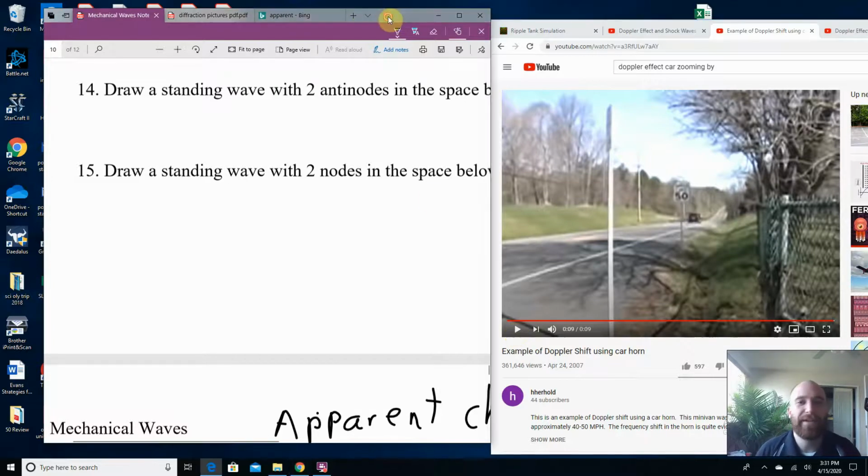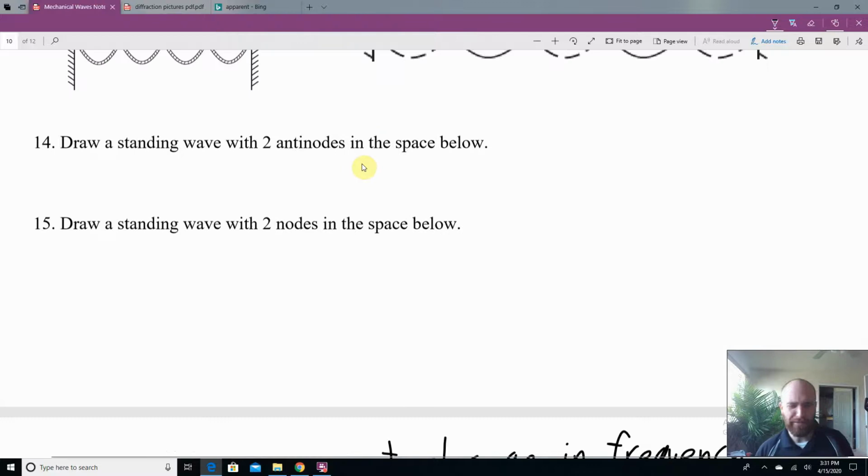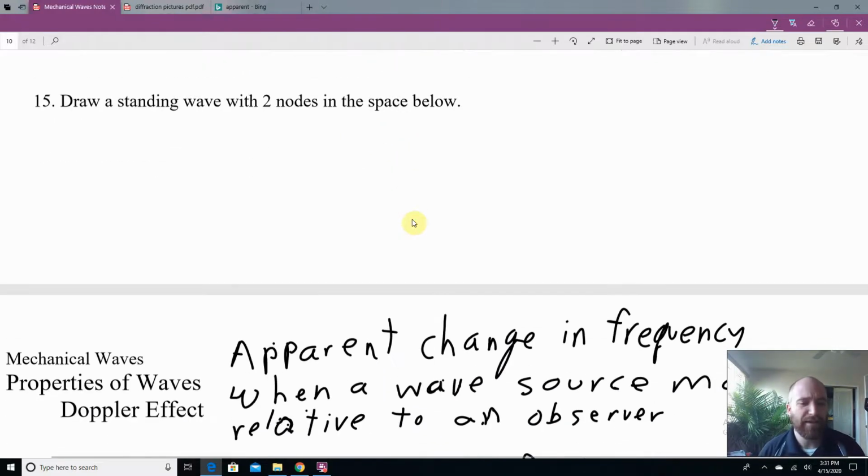So, to come up with an actual definition rather than just a sound effect, this is going to be our definition right here. I wrote it before I recorded today. The Doppler effect is the apparent change in frequency when a wave source moves relative to an observer. Take a minute to throw that in your notes.